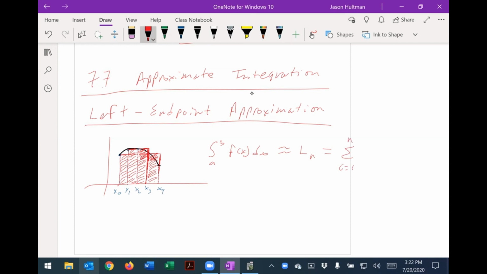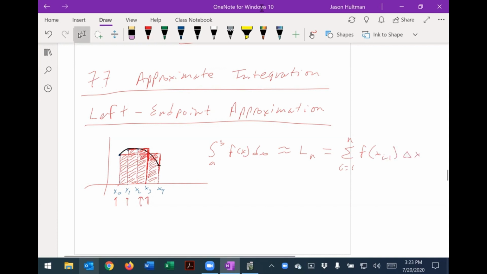Is it 1 to n or 0 to n? Oh yeah, it's 1, because I'll show you in a second. We take into account that we're going to start at 0. We're only using 0, 1, 2, and 3, right? We don't use 4 for one of our values because they're all on the left. So this is going to be f of x sub i minus 1, that's the height of the rectangles, and then delta x is the width of the rectangles.